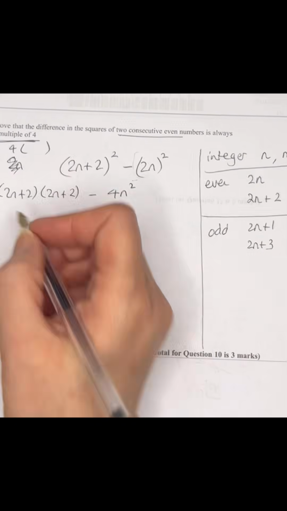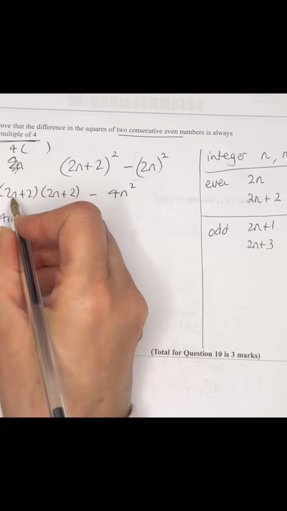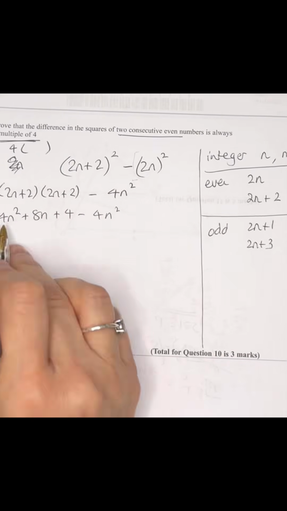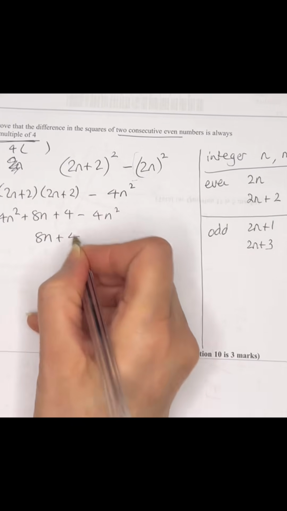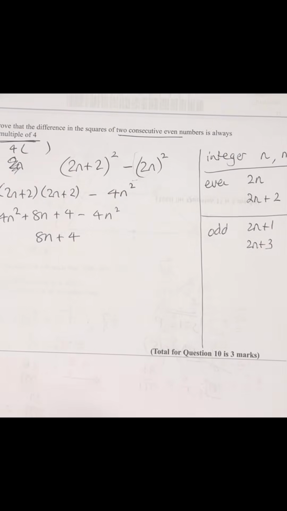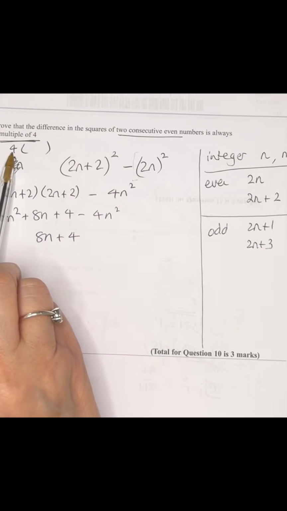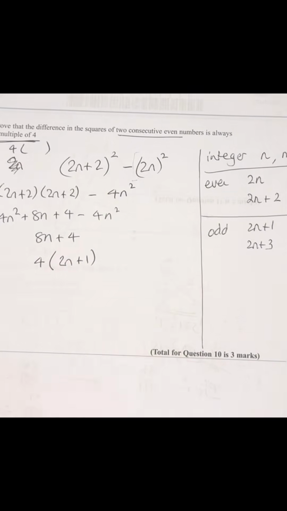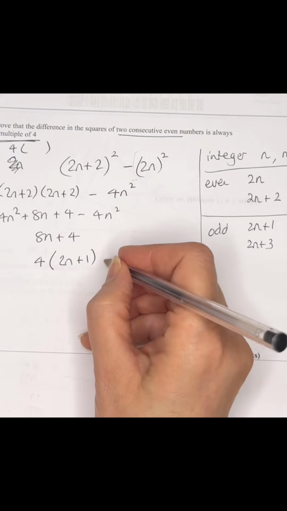So multiplying everything out, then I've got 4n squared, then I'm going to have plus 4n plus another 4n, so that's plus 8n, plus 4, and then minus 4n squared. So this ends up giving me 8n plus 4. Going back to the fact that we want it to be 4 on the outside of our brackets, we can now put 4 brackets and then 2n plus 1 inside.